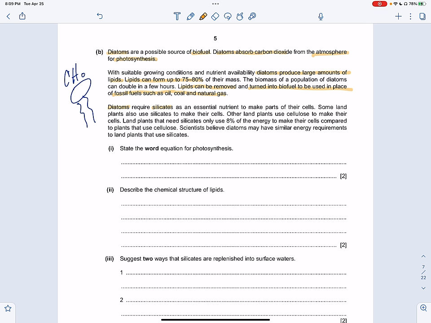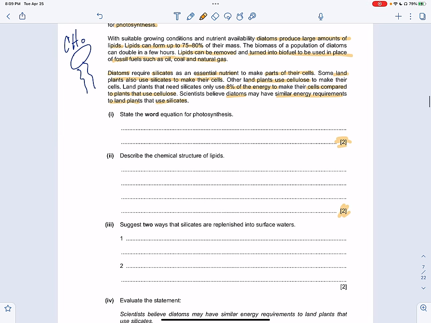Silicates are also in glass, and are an essential nutrient to make parts of their cells. Some land plants also use silicates to make their cells. Other land plants will use cellulose to make their cells. Land plants that need silicates only use 8% of the energy to make their cells compared to plants that use cellulose. Scientists believe that diatoms could have similar energy requirements to land plants that also use silicates. You might have to reread that a couple times too.